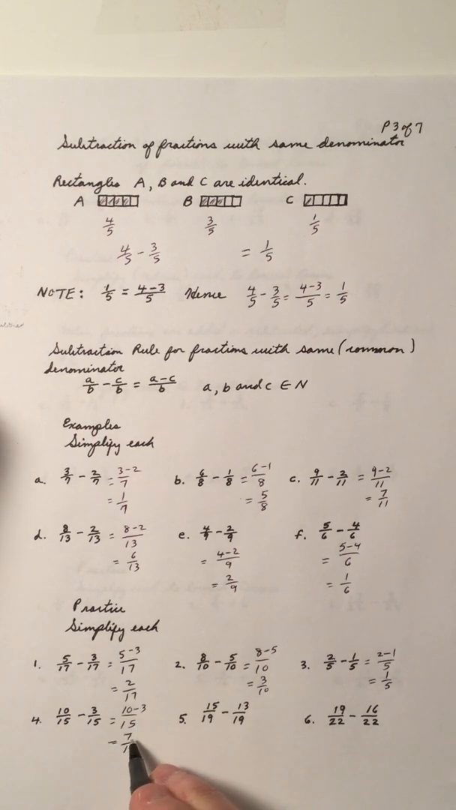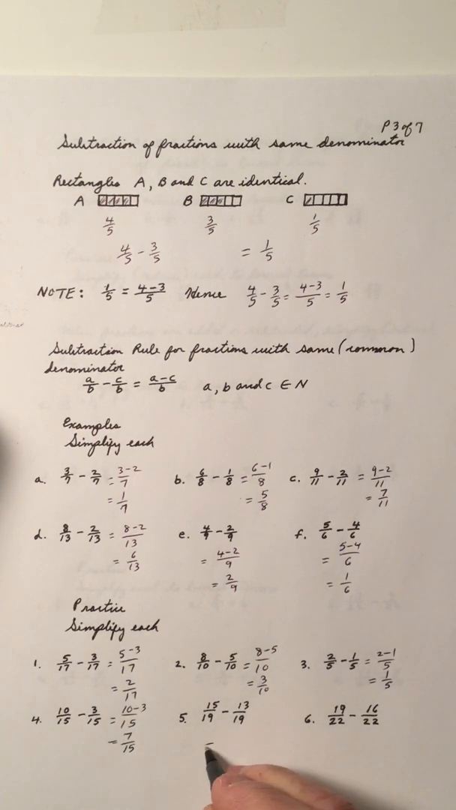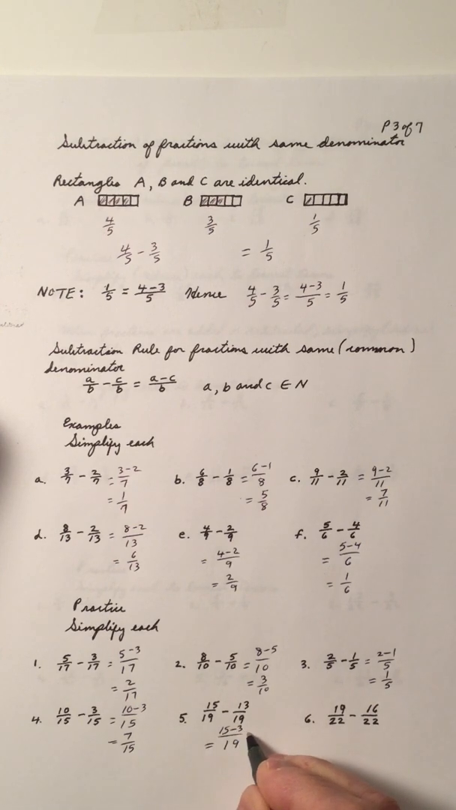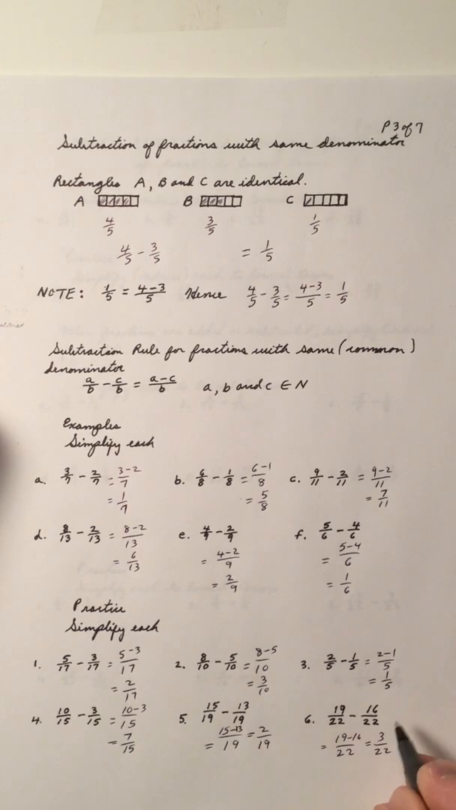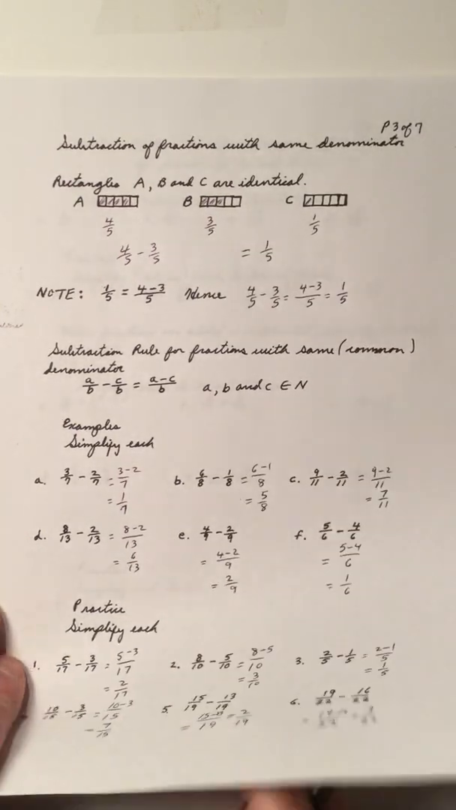So 10 subtract 3 is 7 over 15. Keep your denominator of 19. 15 subtract 13 gives you a 2. And I keep my denominator of 22, and 19 subtract 16 is a 3. Let's continue.